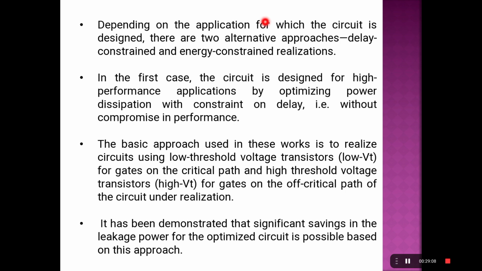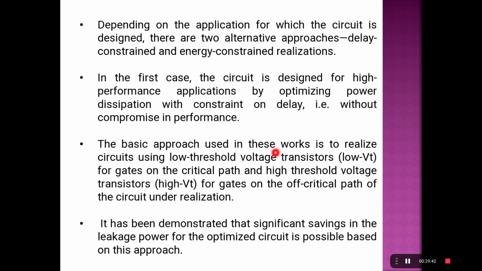Depending on the application for which the circuit is designed, there are two alternative approaches: delay constraint and energy constraint. The first consideration is that the circuit is designed for high performance applications by minimizing the power dissipation under the delay constraint. Generally, some circuits may be necessary for a high speed application, but power dissipation may not be a consideration. Maybe in certain conditions, power dissipation is very important and speed is not a criterion. So at that time, you have to go for the two approaches.